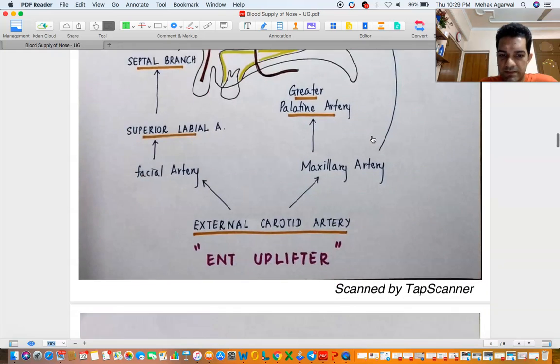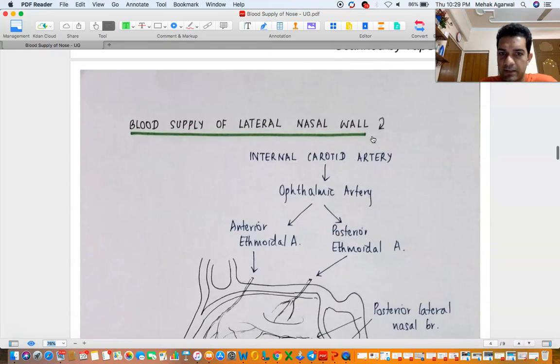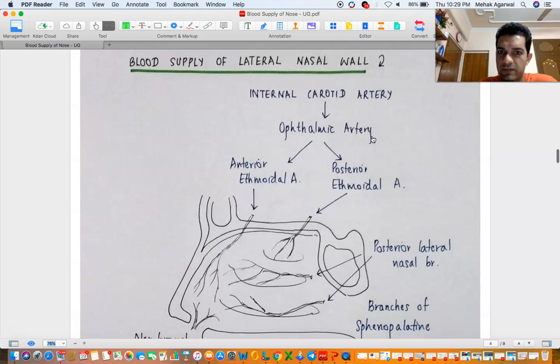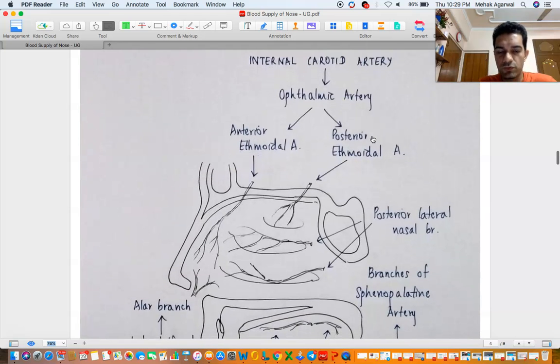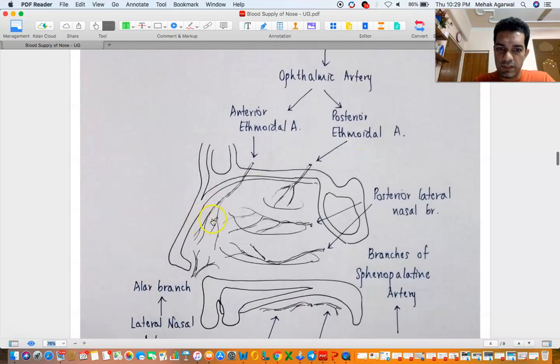So that's about the blood supply of the septum. Now let's talk about the blood supply of the lateral nasal wall. You know that the lateral nasal wall of the nose has mainly three turbinates, the superior, the middle and the inferior. You just have to draw like this. And again, similarly, you have your anterior ethmoid and the posterior ethmoid, which come from the roof. One is anterior, the other is posterior.